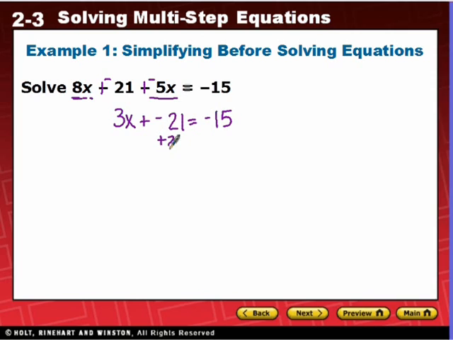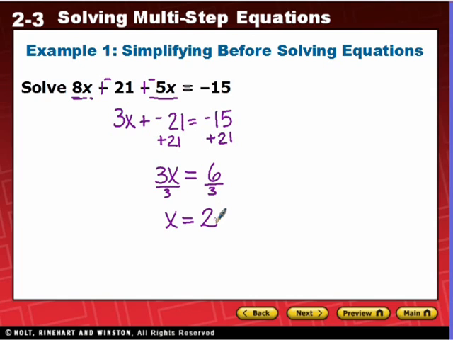So now I'm just going to add my 21 to each side. And that leaves me then with 3x equal to negative 15 plus 21, which is 6. And then I can go ahead and divide both sides by 3. And I get x equals 2.